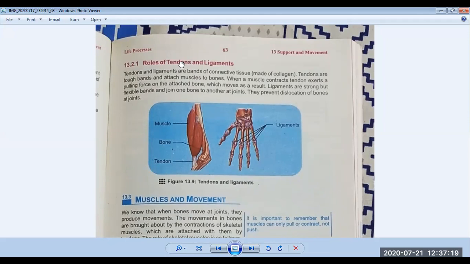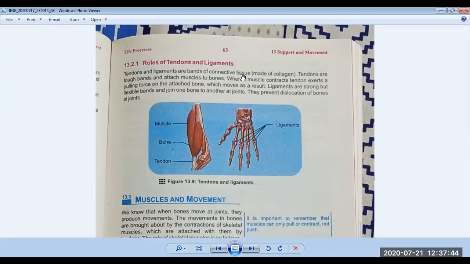Before starting, we have to keep in mind what tendons are and what ligaments are. Tendons and ligaments are bands of connective tissue made of collagen. What are tendons? Tendons are bands of connective tissue in which collagen fibers are tightly packed. Okay, so look at the screen. It is given that tendons and ligaments are bands of connective tissue.